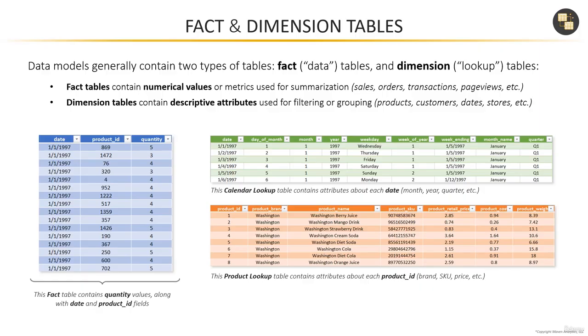Now, you may have noticed that there are some shared fields between these tables, and those shared fields or keys will allow us to connect or create relationships between them and form a proper data model. So for instance, both the calendar lookup and our fact table contain a date column, and our product lookup and fact table contain a product ID column. Because we have these shared columns or keys, that's what will allow us to break down those quantity values from our fact table using any field from either the calendar lookup or the product lookup table.